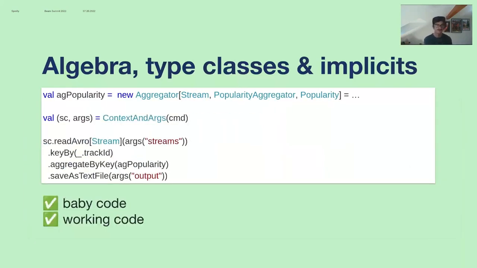So now, if in our code we define the aggregator like this, our pipeline just looks like that. We read from a source, we key by track, we just say aggregate by key with this popularity aggregator, and we save it as a text file. So it's super easy to read, and it's working code. We've hidden all the complexity into this aggregator type class.